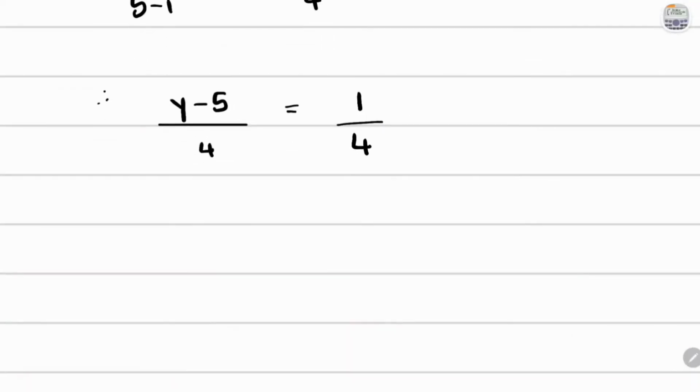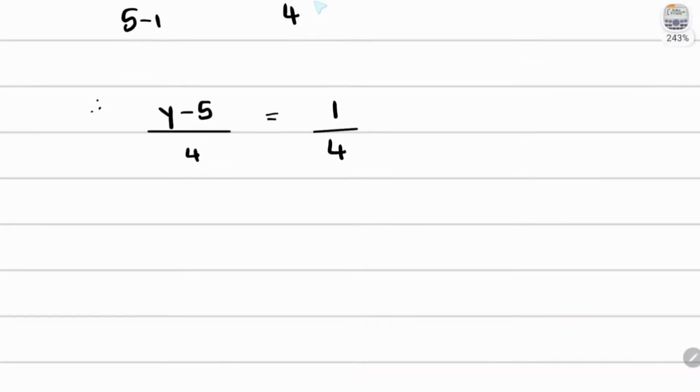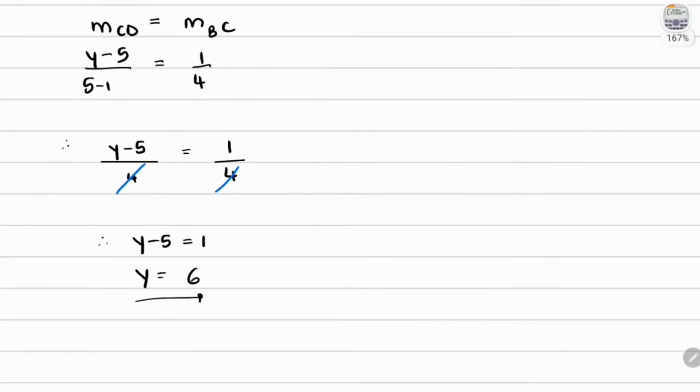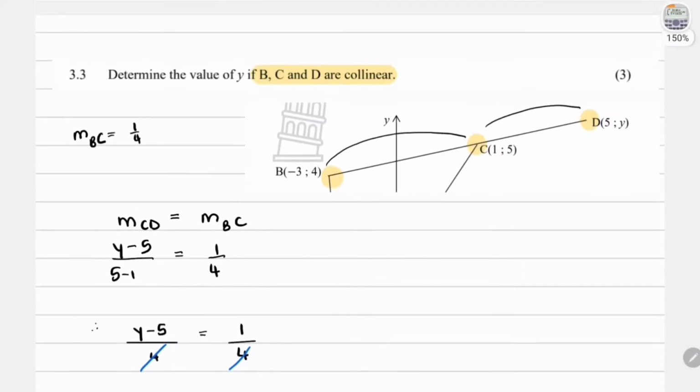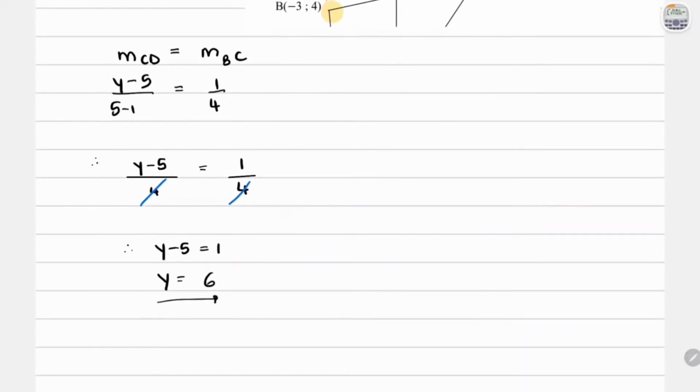In an equation with fractions, when your denominators are the same, you can drop the denominators and work with the numerators. So it means that y minus 5 equals 1. You can take the negative 5 over, and so y is going to be 1 plus 5, which gives you 6. And there we go. So y is equal to 6. That is 3.3. Moving on to the next question.